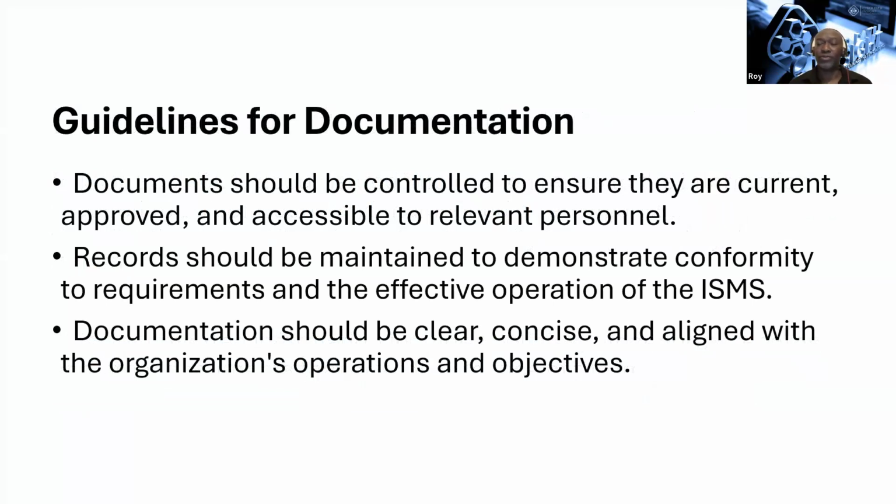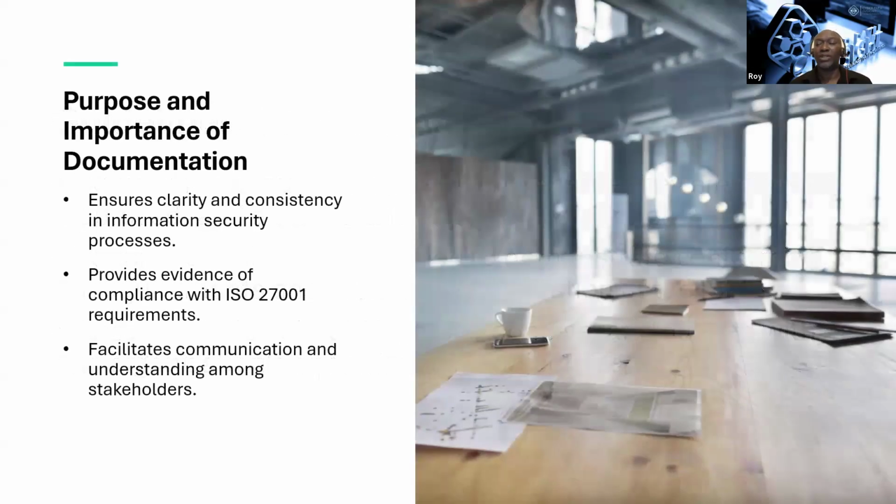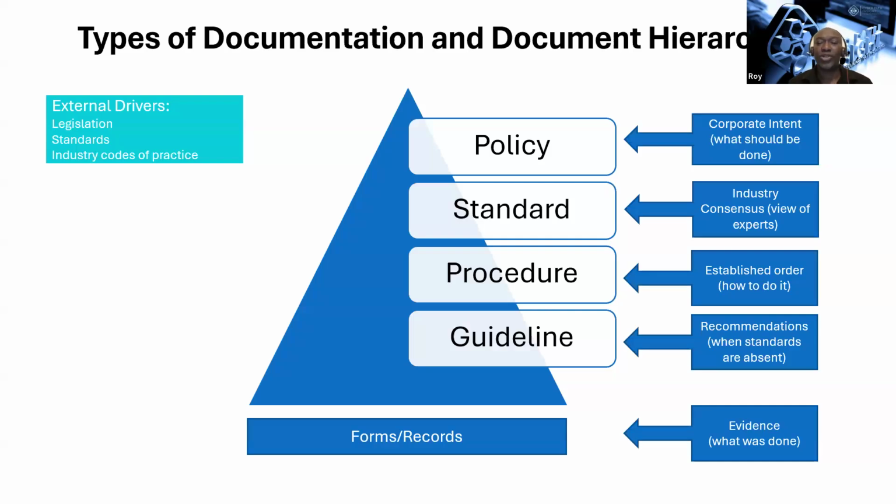Documents should be controlled according to 7.5.3 to ensure that they are current, to ensure that they are approved, and that they are accessible to authorized and relevant personnel. Okay, they must be clear, concise, and should match the organization's objectives. Why do we need documentation? To provide evidence, to show that the ISMS is effective, to ensure consistency, accountability, and also to see that if there are any regulatory requirements, you are fulfilling the requirements as well. Okay? And these are the types of documents. Take a note of their purpose, which is in the boxes to the right.